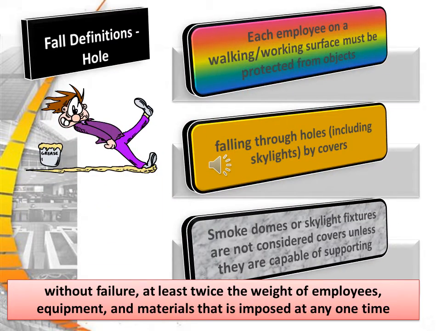Each employee on a walking working surface must be protected from objects falling through holes, including skylights, by covers. Smoke domes or skylight fixtures are not considered covers unless they are capable of supporting, without failure, at least twice the weight of employees, equipment, and materials that may be imposed at any one time.